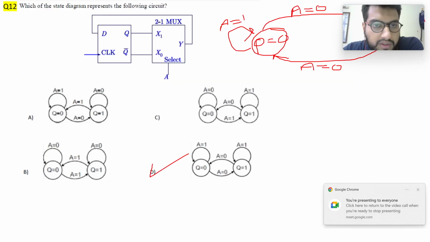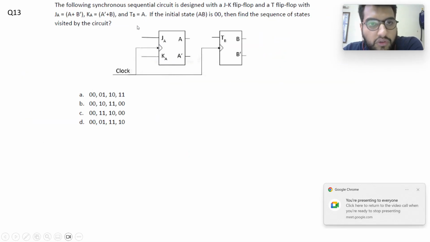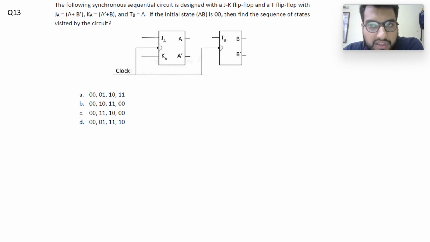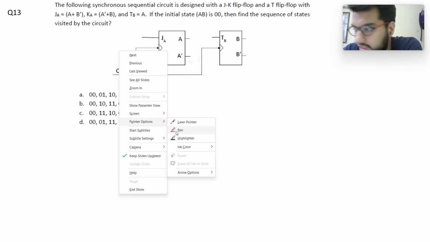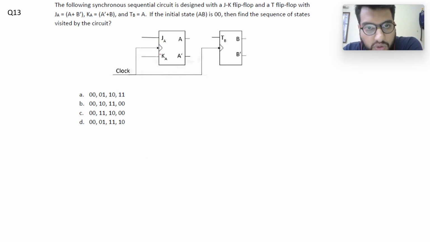Now question number 13 asks us: the following synchronous sequential circuit is designed with a JK flip-flop and a T flip-flop, with JA equal to A plus B bar, KA equal to A bar plus B, and TB simply equal to A. If the initial state AB is equal to 00, then find the sequence of states visited by the circuit. So J and K are my inputs for the JK flip-flop, A is its output, TB is the input of my T flip-flop, and B is its output.